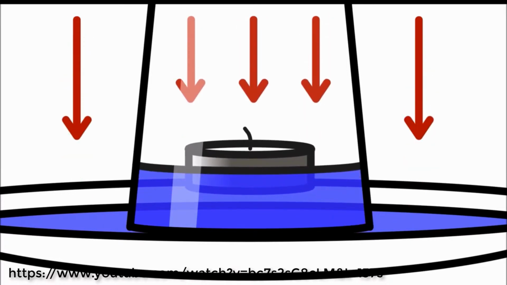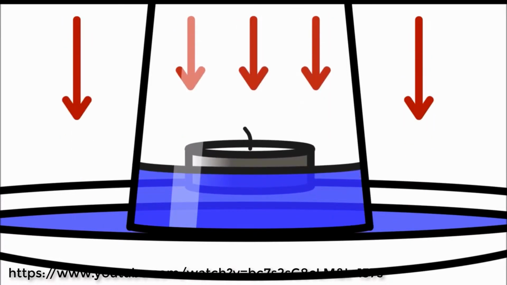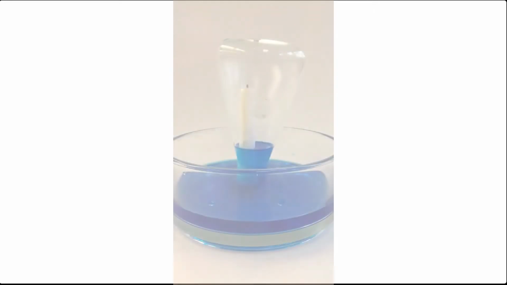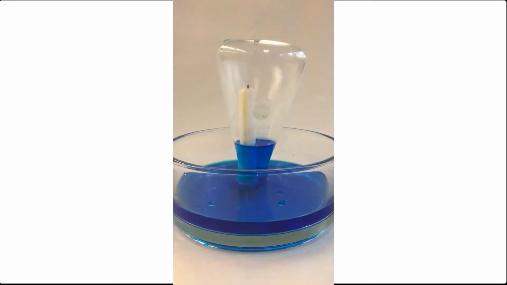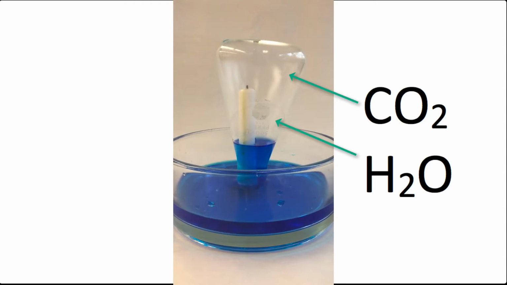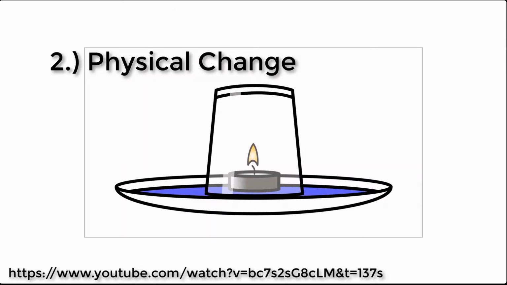Since there is a fixed amount of air in the beaker, once the oxygen is used up, the flame can no longer sustain itself. At this time, the contents of the beaker is mostly carbon dioxide and water vapor. Now let's consider the physical changes occurring.